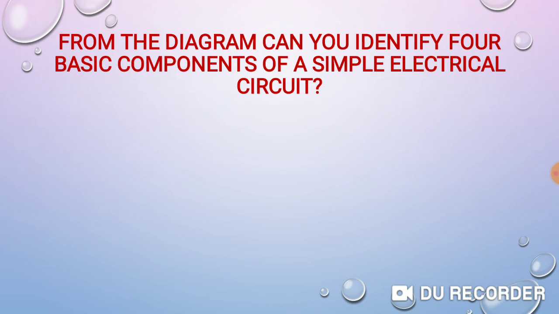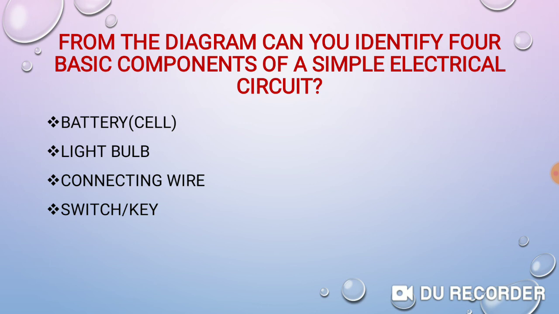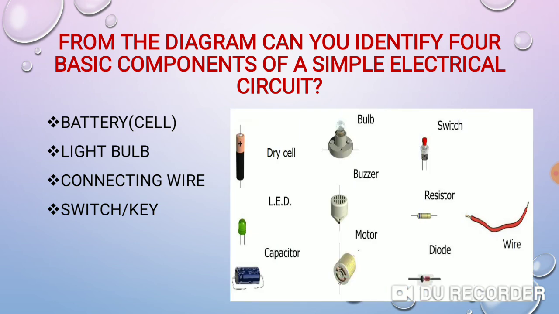All right, so now let's move straight to our lesson today. From that diagram, the one I displayed earlier, we can identify 4 basic components. And what are the 4 basic components? As you can see on the screen, we have the battery or cell, the light bulb, the connecting wire, and the switch.